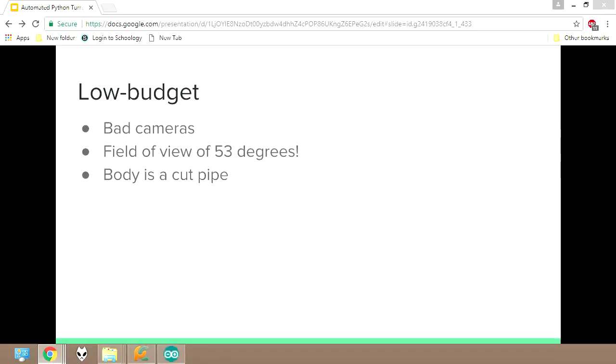Basically, I had most of the stuff already sitting around. People call me a hoarder, but it seems to pay off sometimes. So the only things I actually had to buy were the gun, the cameras, and the servo.